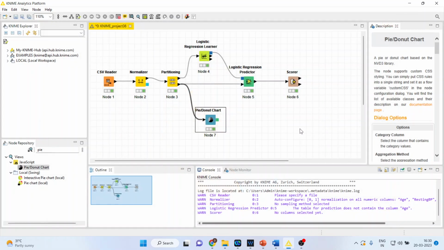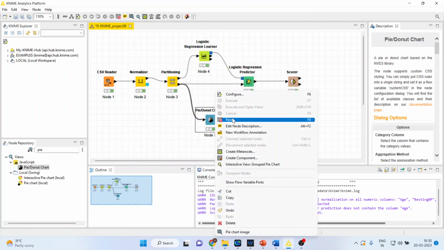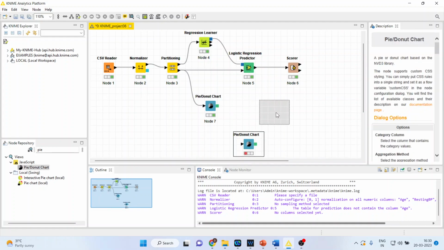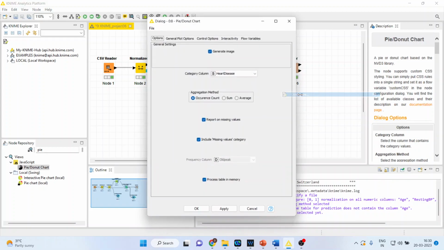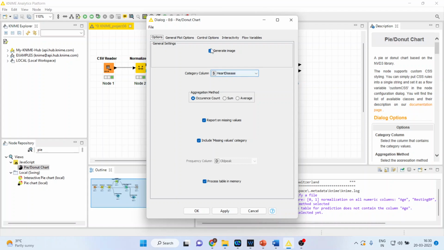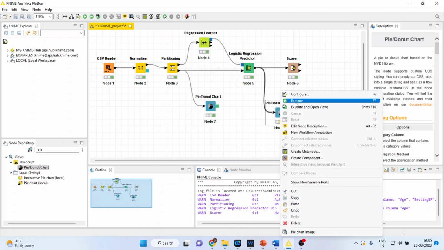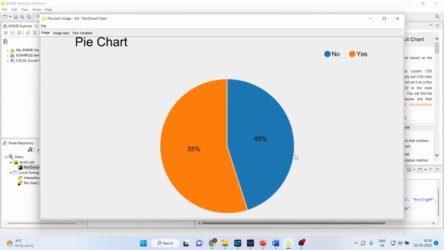Now, let us use the same donut chart for our model. I'll right click and create a copy of it, and let me connect this to the predictor model. Again, right click on it, configure, heart disease, occurrence count, generate image, generate plot options, percentage is on, click OK, right click on it and execute. Again, right click on it and see the pie chart image. So you can see it is 55% and 45%. More or less, it is nearer to the original raw data.